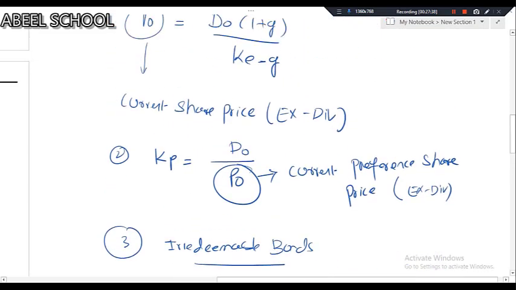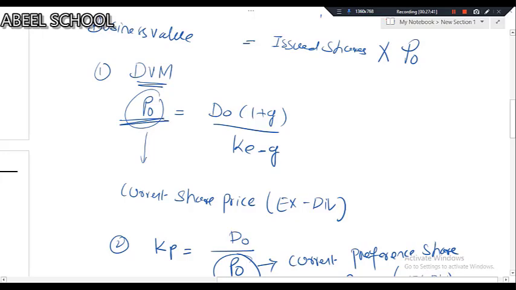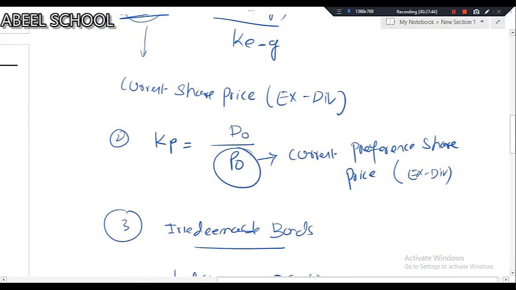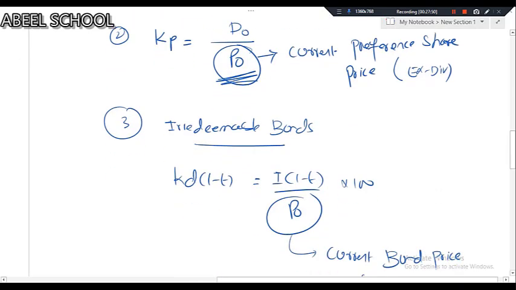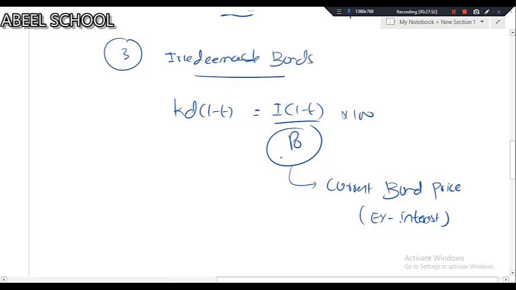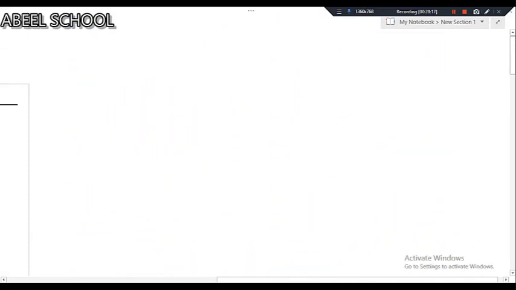Just see one thing. I have used the P naught for ordinary shares in DVM. In the cost of preference shares formula, I have used the P naught for preference shares. In irredeemable bond formula, I have used P naught for bond price. So you can see one thing. This is the proof of P naught being a generic symbol in financial management, which is used for every instrument which has a market value. So we use P naught for ordinary shares, preference shares, and bonds as well.